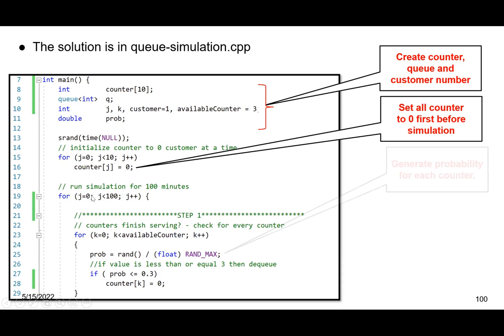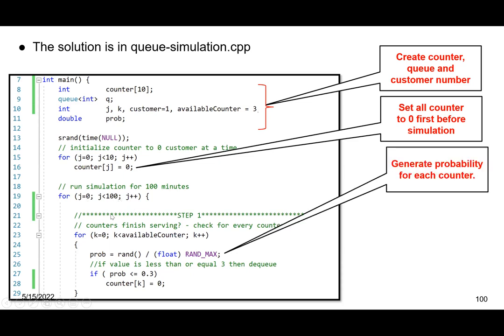And I will use a for loop to simulate how many minutes I run. Here, let's say I want to run for 100 minutes. So I will loop from 0 until 99 here, right? Then I perform my step 1. In every minute, you have step 1 and step 2. So in step 1, what I do is generate a random number for every counter, to determine whether you should remove the customer or not.